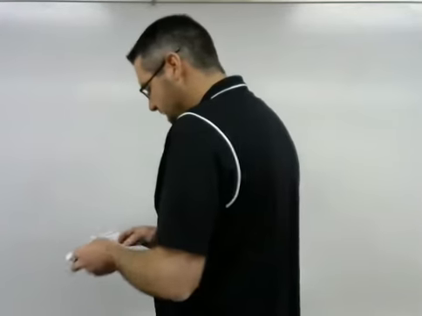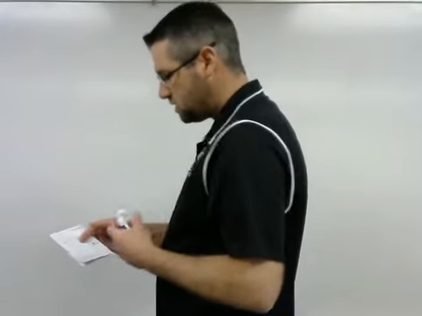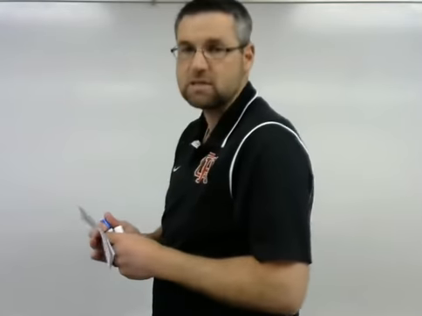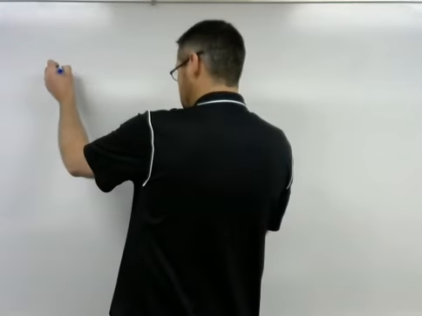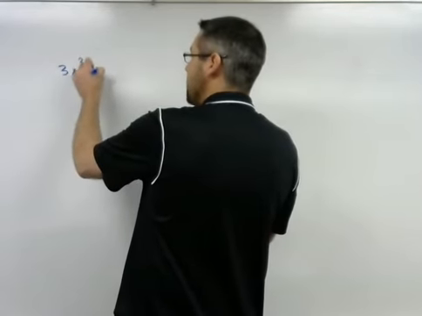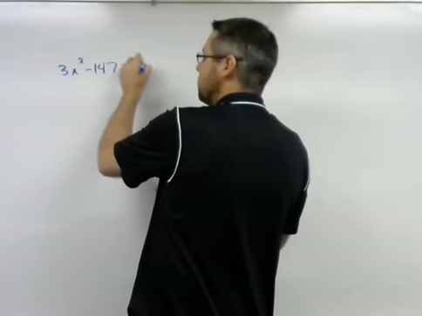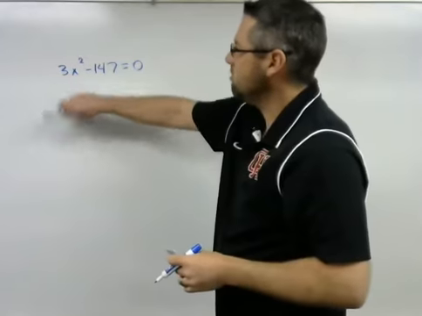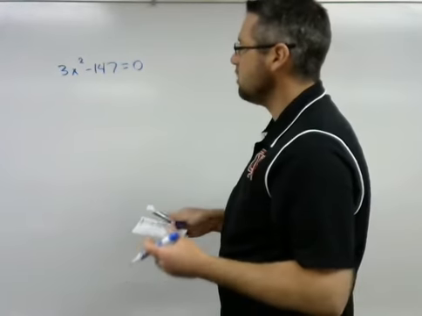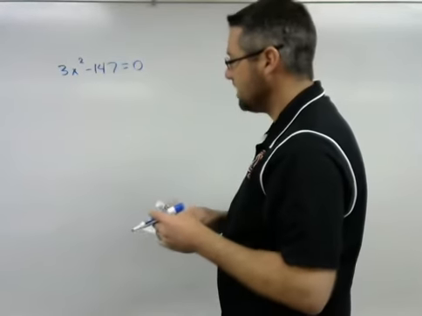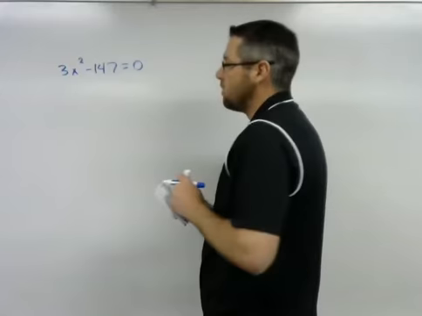So we're gonna go over two examples, and these examples will help you understand number 3 and number 6 on your Unit 5 test. So the first example is 3x squared minus 147 equals 0. Notice we have an a term and we have a c term, but we don't have a b term in there. So we can solve this directly. We can get x by itself by just doing regular algebra operations.